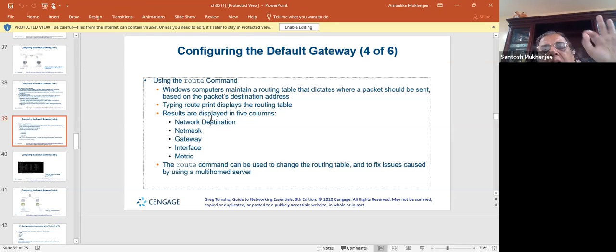What are they? One is the network destination with the proper IP address, including the network mask, which subnet it is going to, what is the default gateway, what interface it has, and what kind of metric it follows. The route command can be used to change the routing table and to fix issues caused by using a multi-homed server. So when you use a multi-homed server and problems happen, this route command helps you find out from the routing table what kind of problem you are facing so that the problems can be rectified.